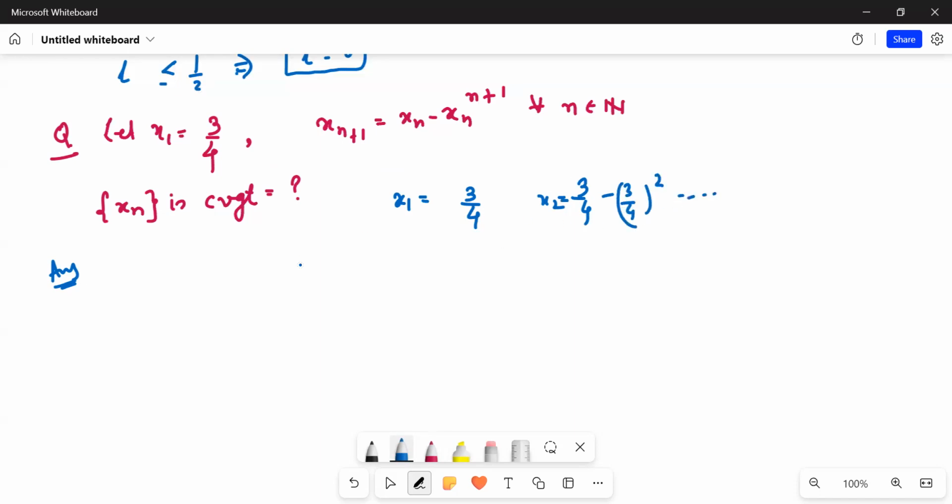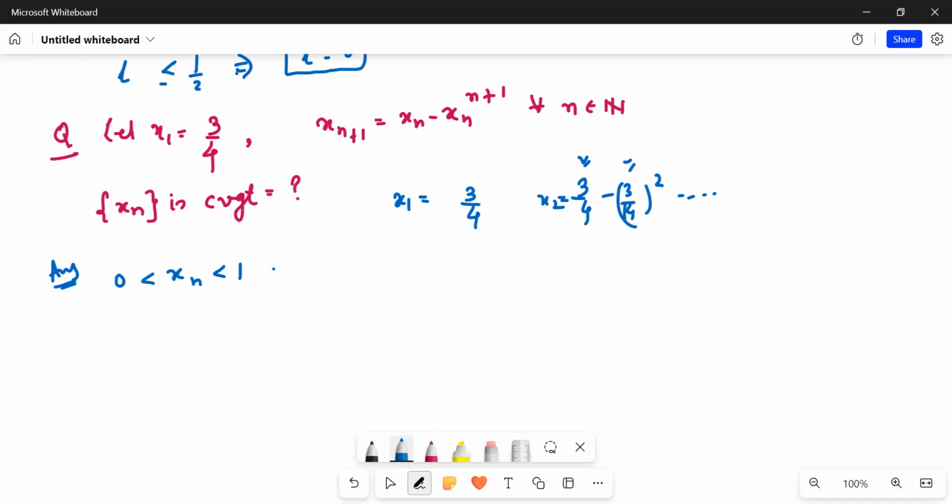And likewise. So you can clearly see that in any case, xn would be less than 1 but greater than 0. The terms would be positive indeed, because whenever x lies between 0 and 1, if I take the square or a higher power, the number is smaller. So 3 by 4 is greater than 3 by 4 whole square. In any case, all the numbers would lie between 0 and 1.